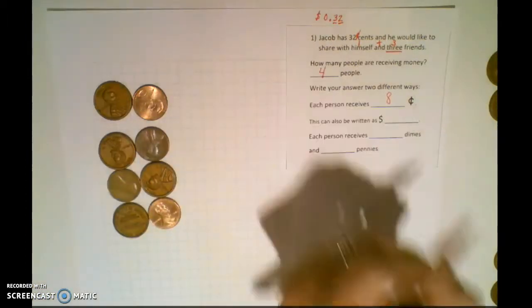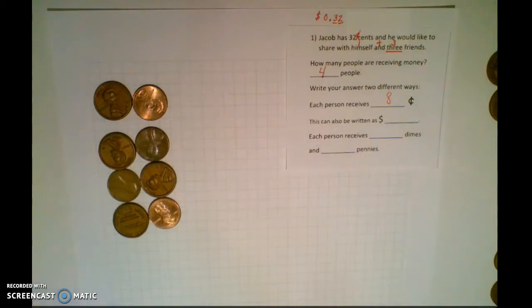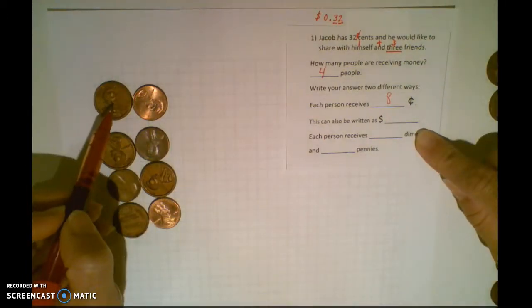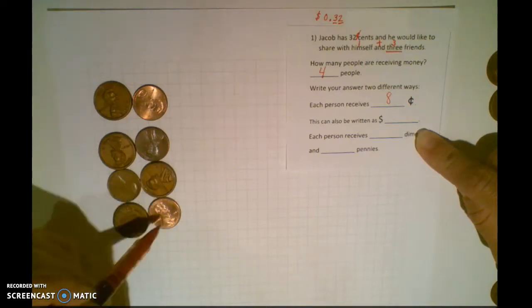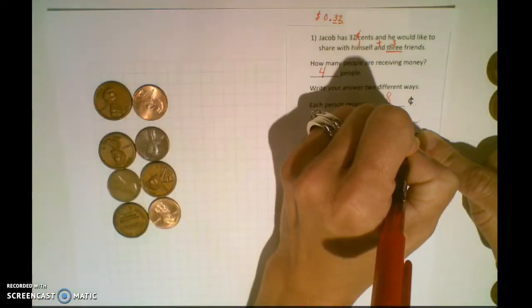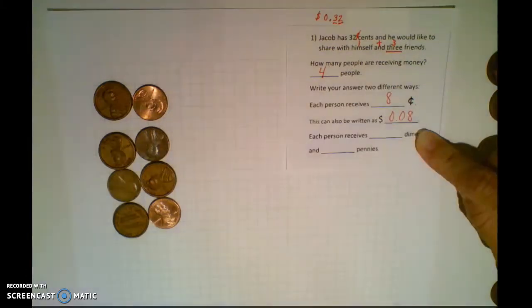They receive 8 cents. But if I write that as a decimal, each penny is equal to 1/100. So that means I only have 8/100ths of a dollar.